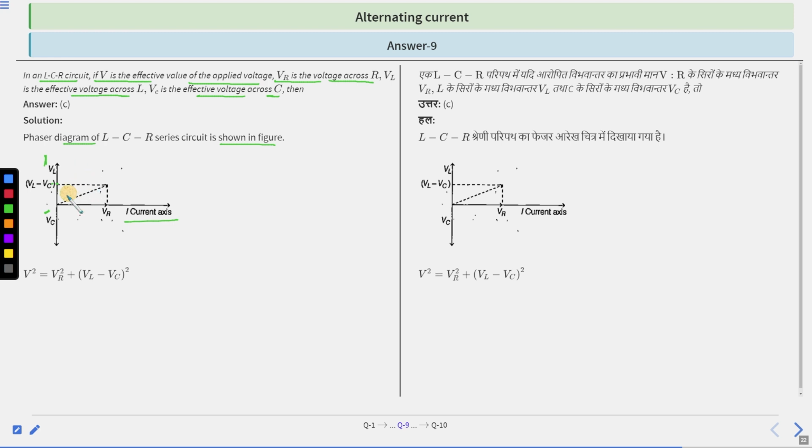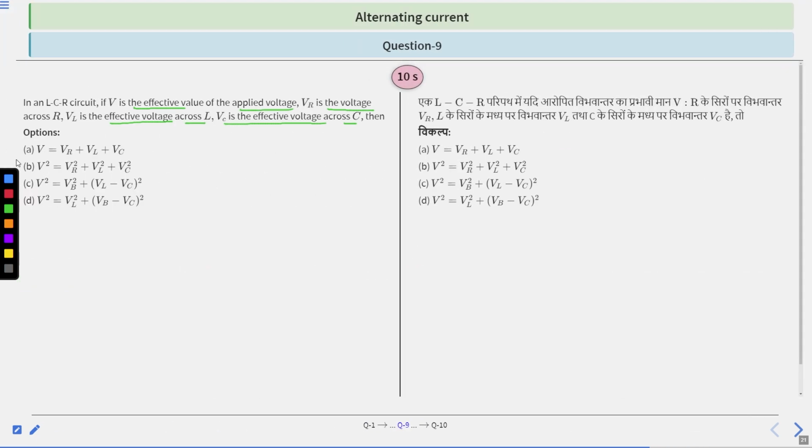Clear? This V is the resultant of VR and VL minus VC, so VR square plus (VL minus VC) whole square is equal to V square. Adding these terms, you will get V square equals VR square plus (VL minus VC) whole square. So this one is the correct answer. Clear? So the correct answer is C.